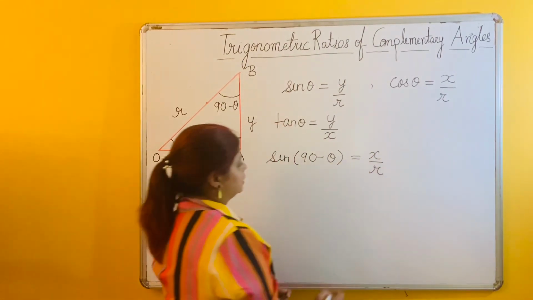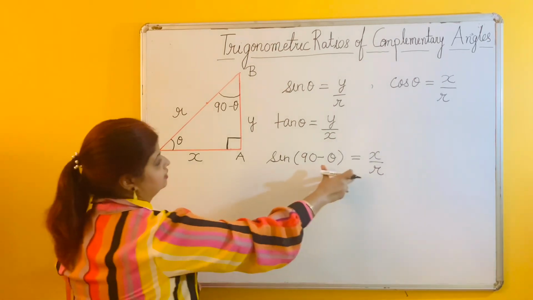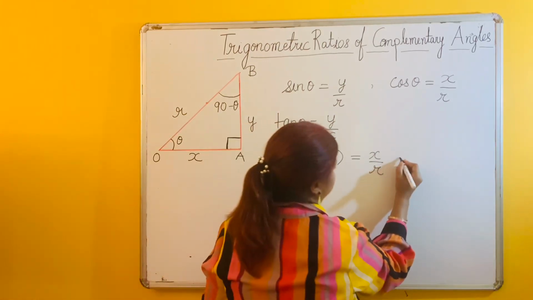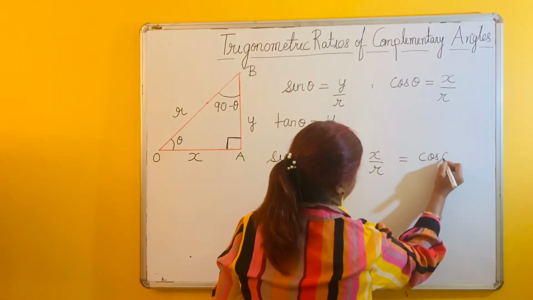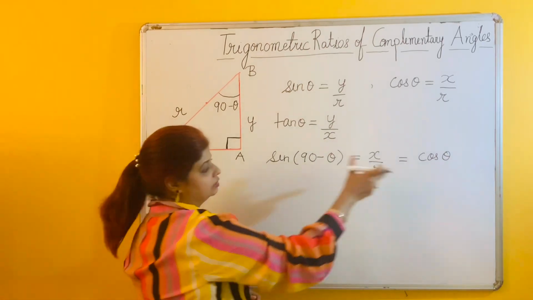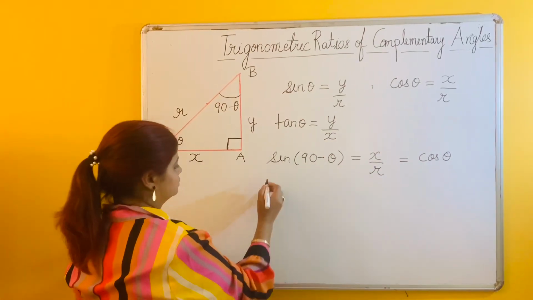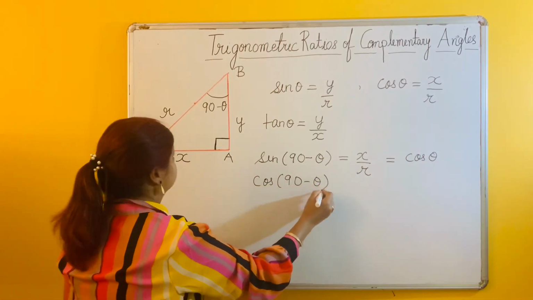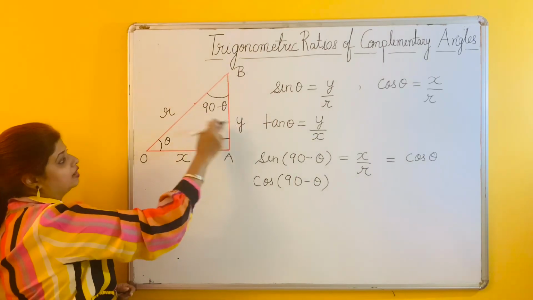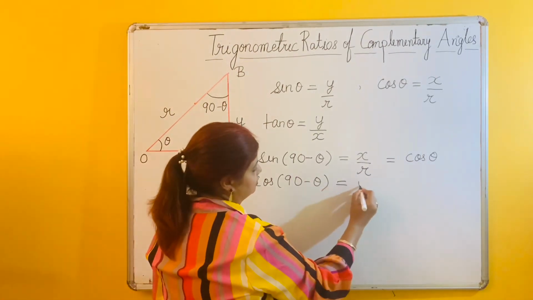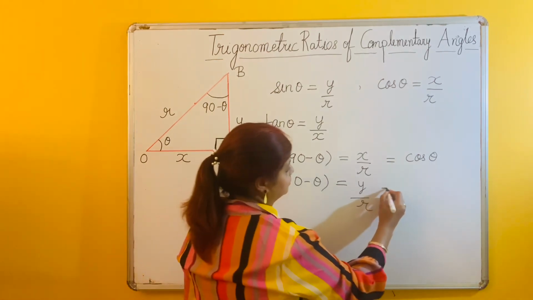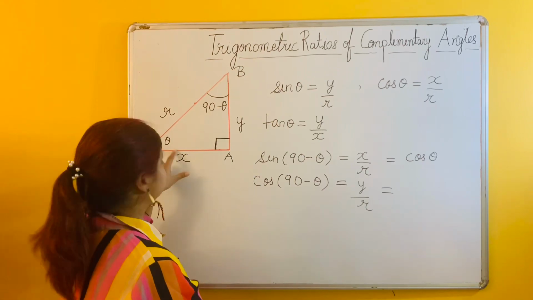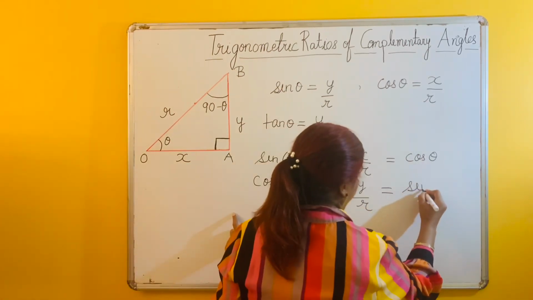Now if you see, sine 90 minus theta is x by r. What is x by r? It is cos theta. So sine 90 minus theta is equal to cos theta. This is how we prove this. Now let's do cos 90 minus theta. Again we are taking this, so it is y by r. And y by r is actually sine theta.